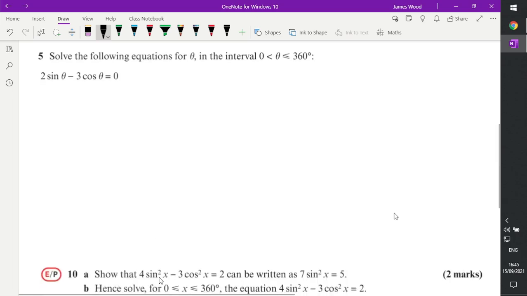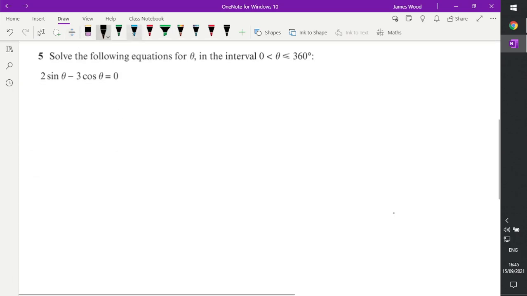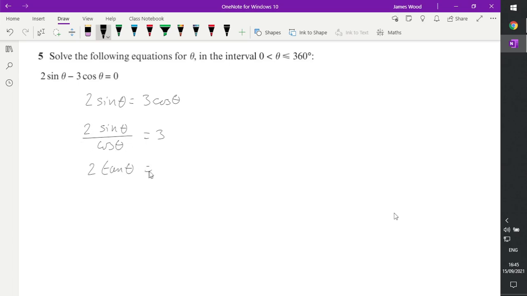Okay, solve this equation between 0 and 360. Again, we've got sine and cos. So let's move the cos to one side. Going to move that onto the right-hand side. Okay. And now I could divide both sides by cos theta. So this left-hand side now is going to become 2 tan theta equals 3. So then tan theta is 3 over 2.